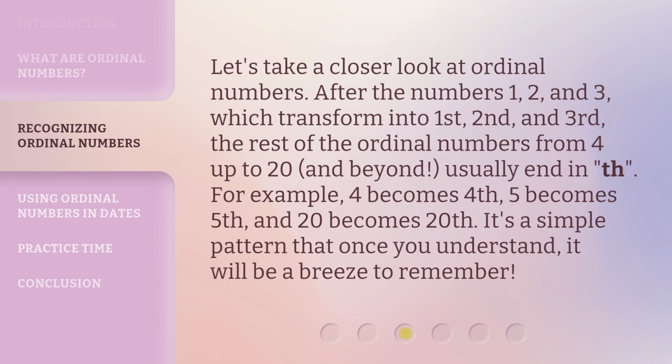Let's take a closer look at ordinal numbers. After the numbers 1, 2, and 3, which transform into first, second, and third, the rest of the ordinal numbers from 4 up to 20, and beyond, usually end in th. For example, 4 becomes fourth, 5 becomes fifth, and 20 becomes 20th. It's a simple pattern that once you understand, it will be a breeze to remember.